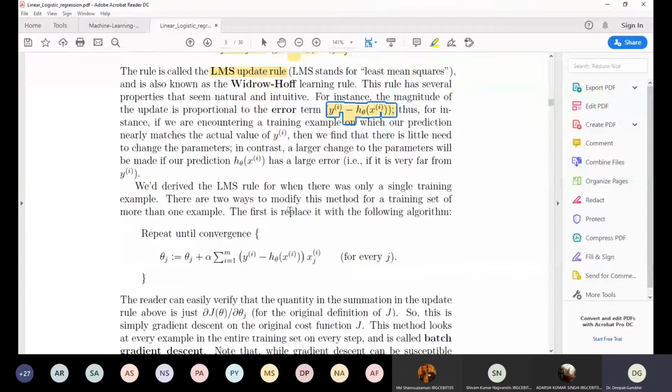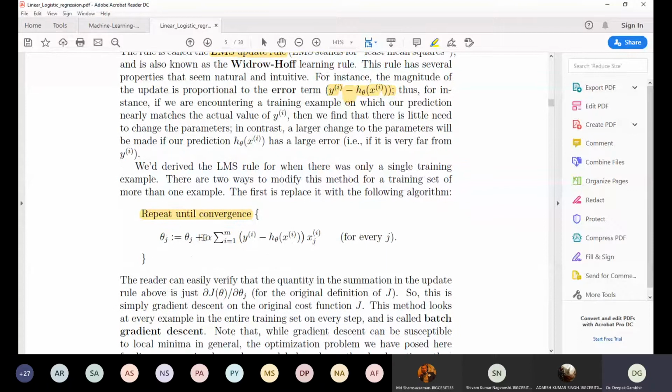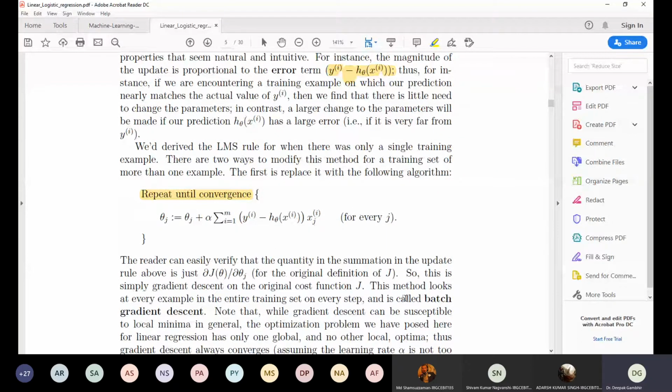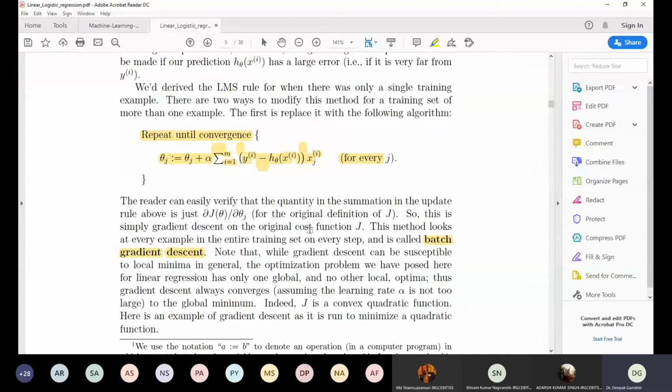Now for each j I have to do the same thing, so I repeat until convergence. That would be my LMS algorithm. This is also known as batch gradient descent. Within batch gradient descent, we repeat until convergence, using the same equation for every value of j. You keep on doing this until you get the minimal error. That is known as an optimization problem.